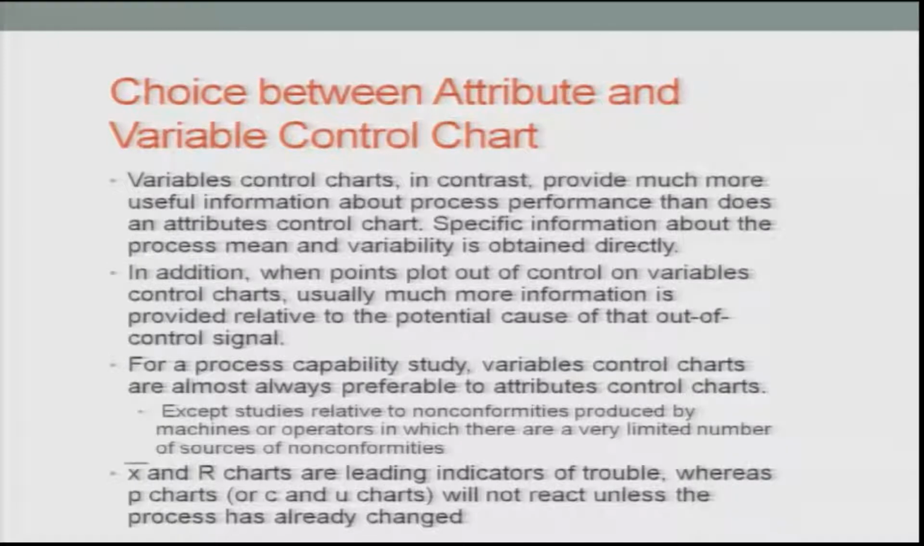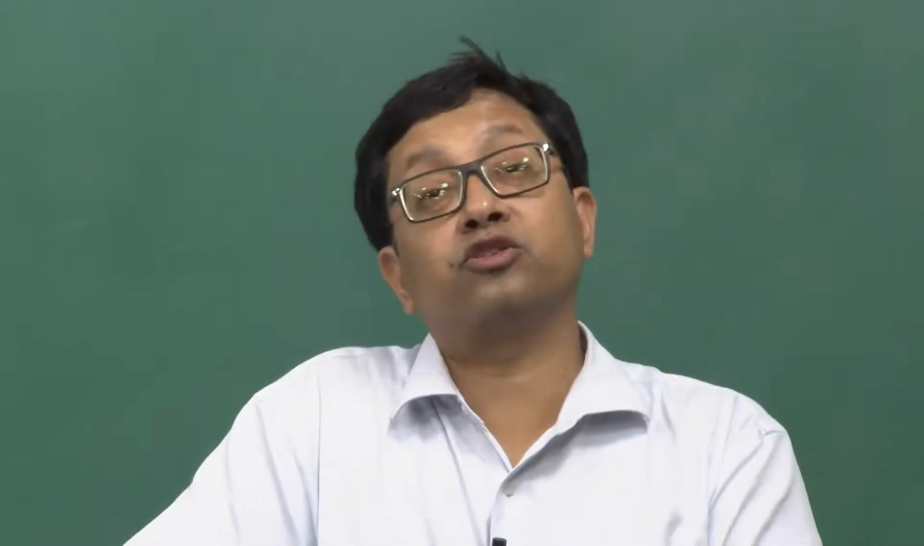As it reads, they would not react unless the process has already been changed. So, they will continue to use the P, U and C charts for the attributes, and X bar and R charts, and also sigma charts, for the variables.